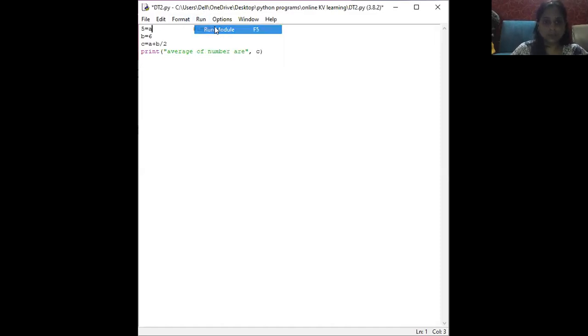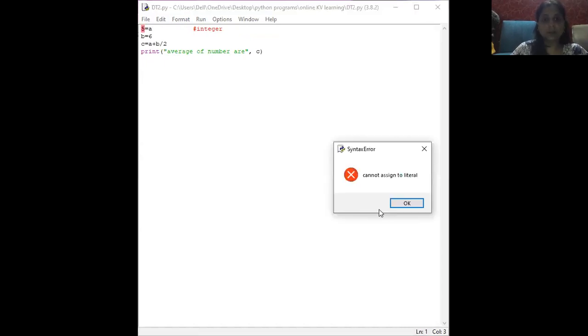Now if we run it, see, there is an error: cannot assign to literal. You know what a literal is? Literals are constants. You read about literals in the identifiers and keywords chapter, where you also read the rules of identifiers when you declare variables. There was one rule that we can't take a literal on the left hand side of the statement. So this is syntactically incorrect.